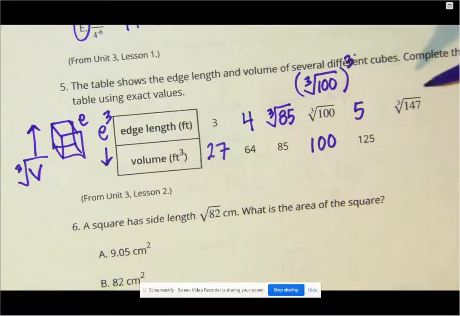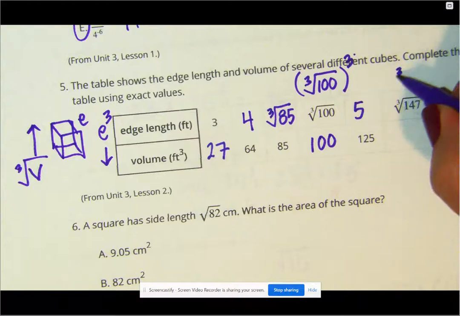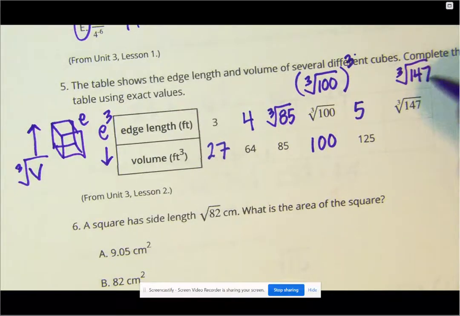Last one here. If the edge is the cube root of 147, what's the volume? That's just like this one. If I take the cube root of 147 times the cube root of 147 times the cube root of 147, that's like raising it to the 3rd power. Those are inverses of each other, and the volume is 147.